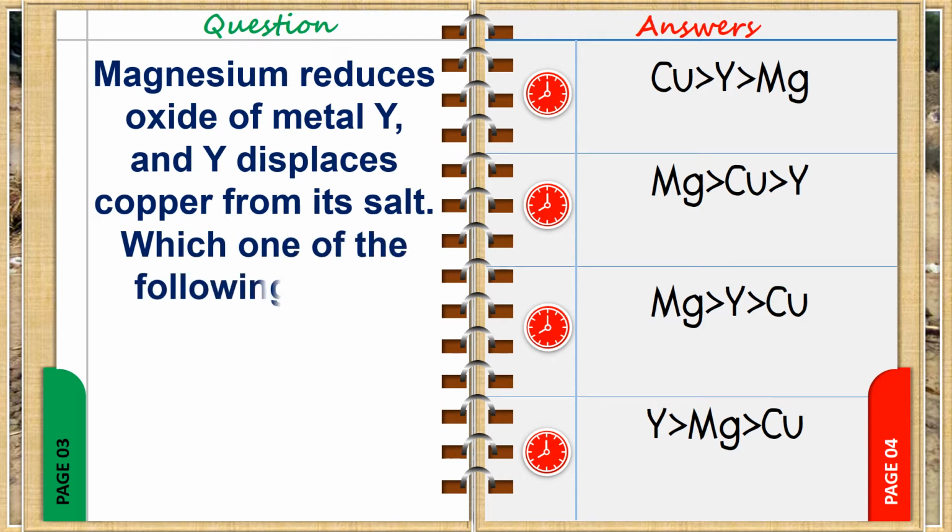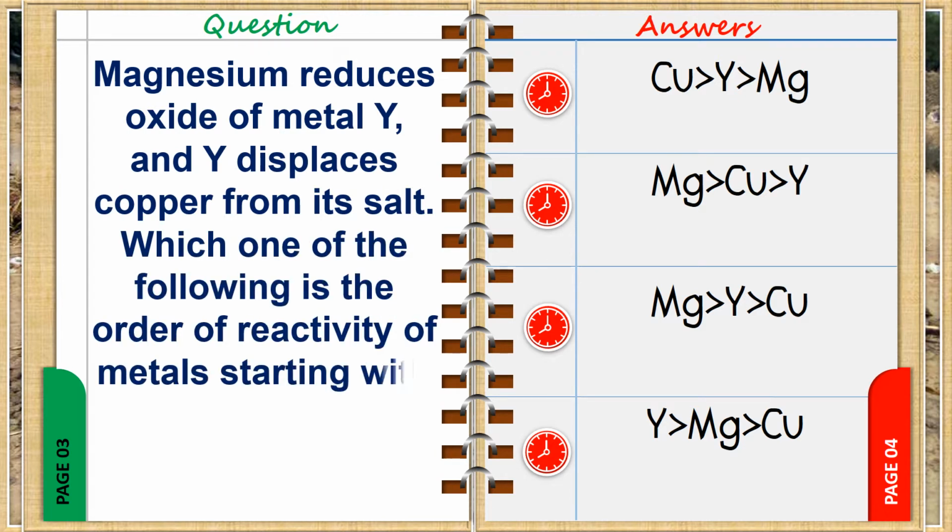Magnesium reduces oxide of metal Y, and Y displaces copper from its salt. Which one of the following is the order of reactivity of metals, starting with the most reactive?